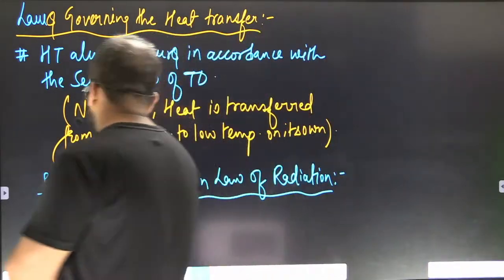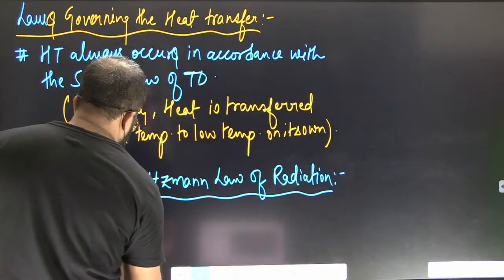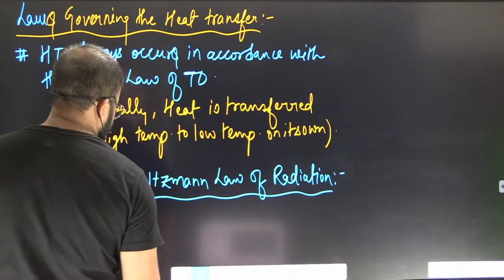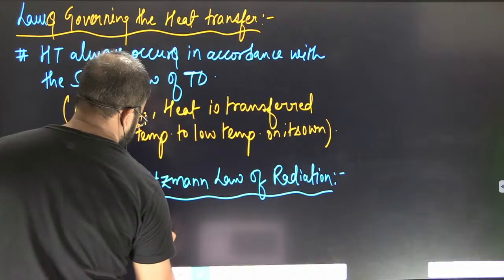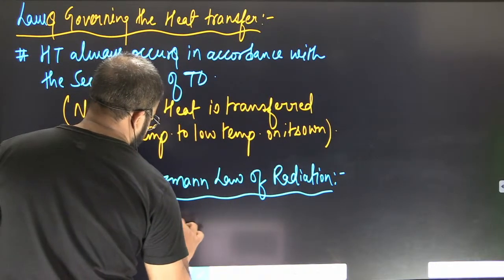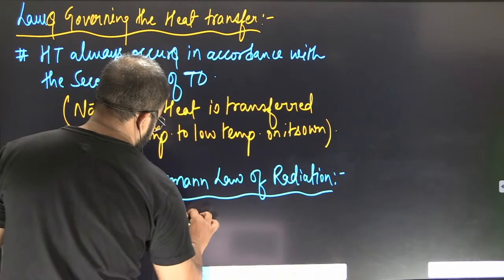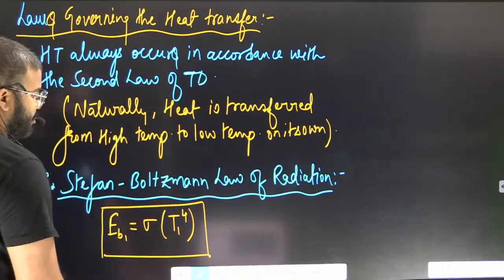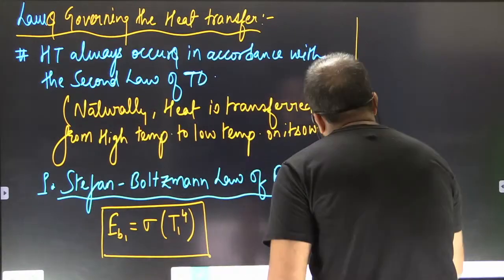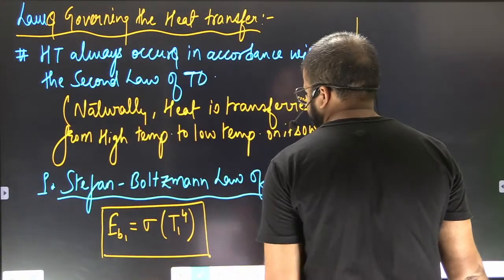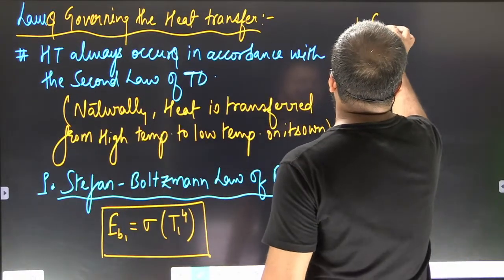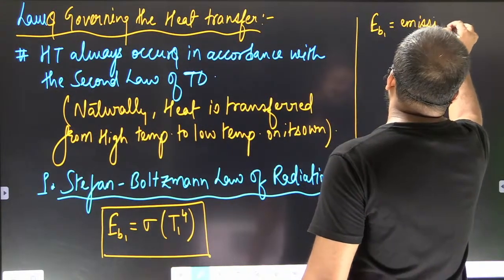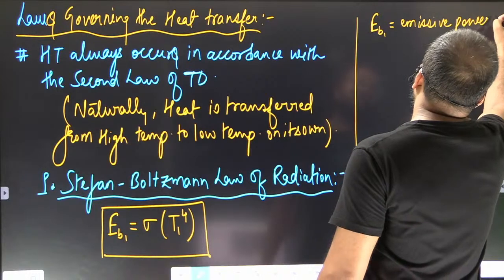Simply it says that E_b equals sigma T1 to the power 4, E_b1. Now, what does it say? What is the meaning? How do we explain this? E_b is the emissive power of a black body.